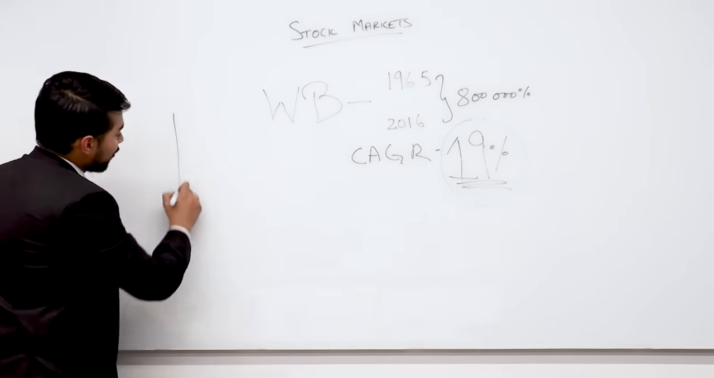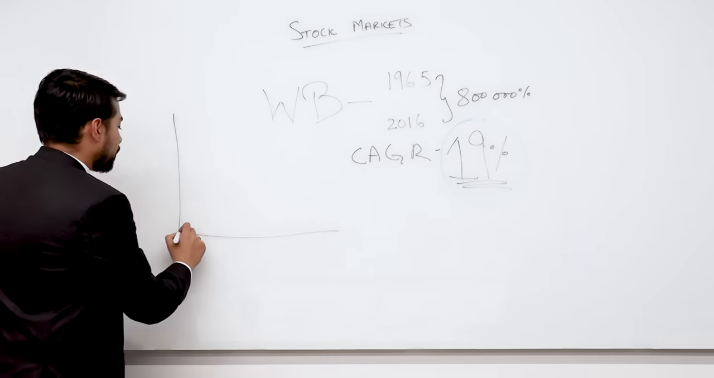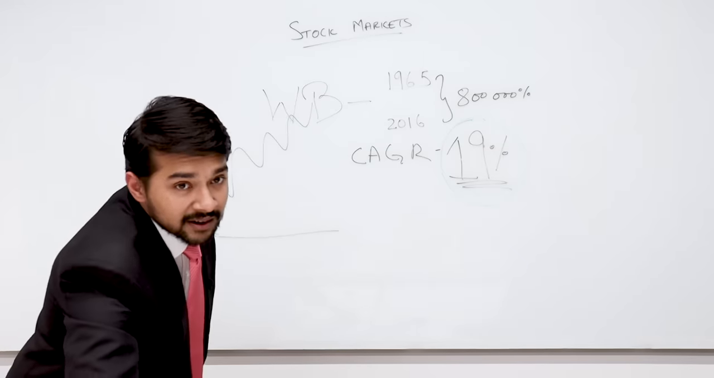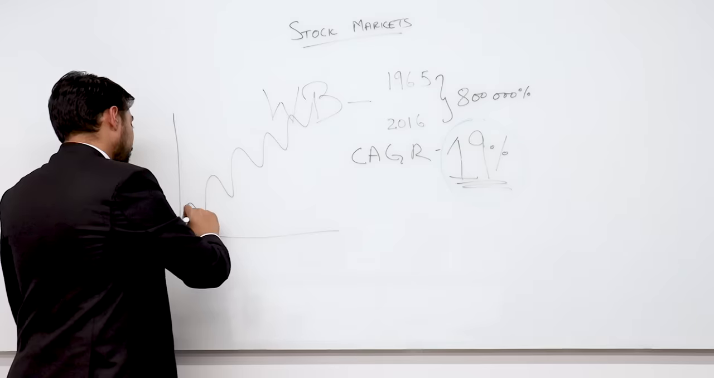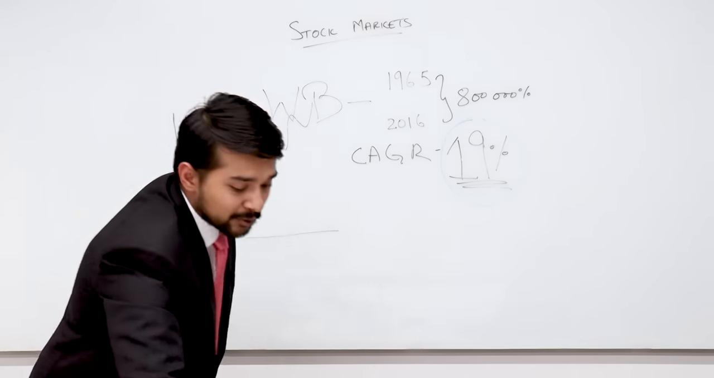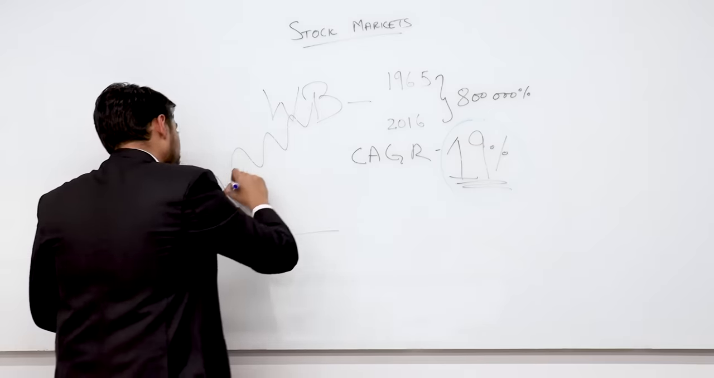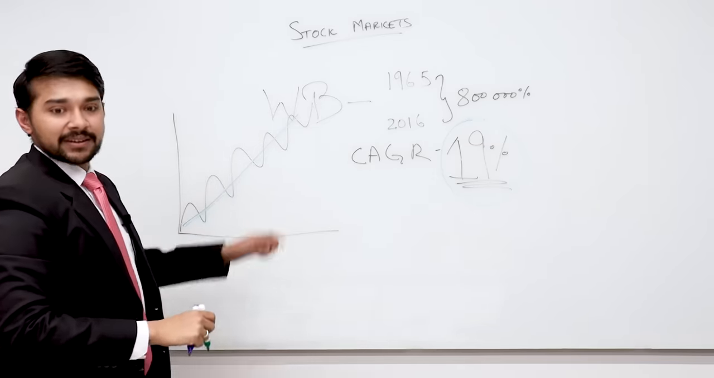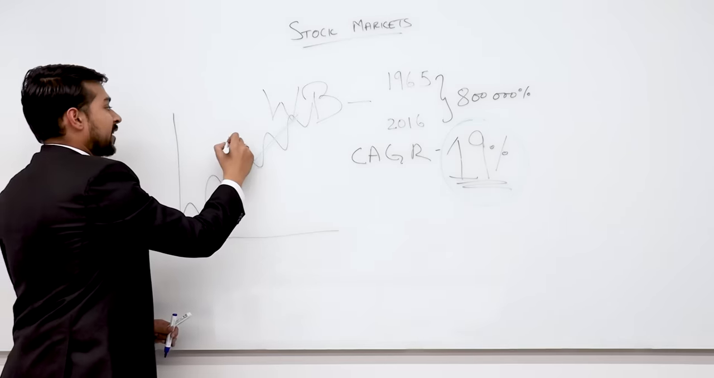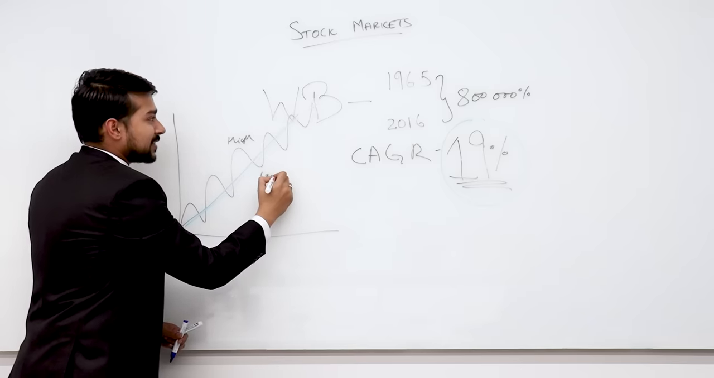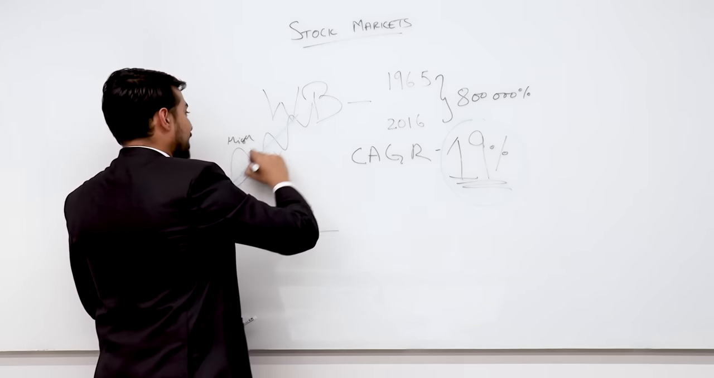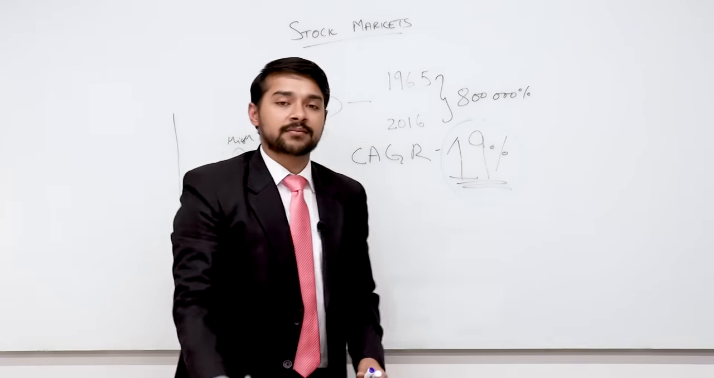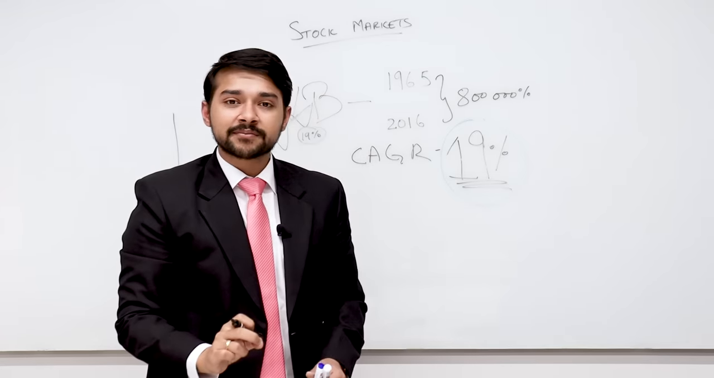If I just draw it out on a graph, Warren Buffett's profits might have gone like this. But you know what? He has made a profit of 19%. Let me use a better marker. Seedha yahan pe profit kitne ka aa raha hai? Of 19%. Yes, he must have hit his highs, he must have hit his lows, but this steady profit of 19% can make you the third richest man in the world. This is what I'm talking about.